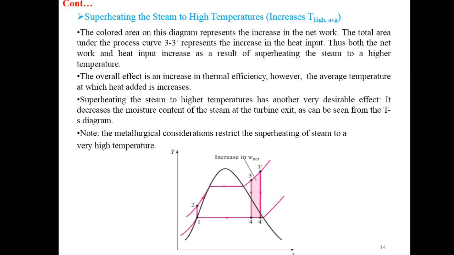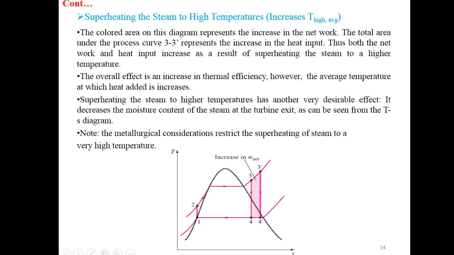The overall effect is an increase in thermal efficiency, because the formula of the efficiency is W net divided by heat supplied. So here the heat supplied is increasing, but work net is also increasing. The increase in work net is more than that of the heat supplied. So the overall effect will be increase in thermal efficiency. However, average temperature at which heat is added is increased. So our average temperature increased from 2 to 3 dash. In the previous it was 2, 3.